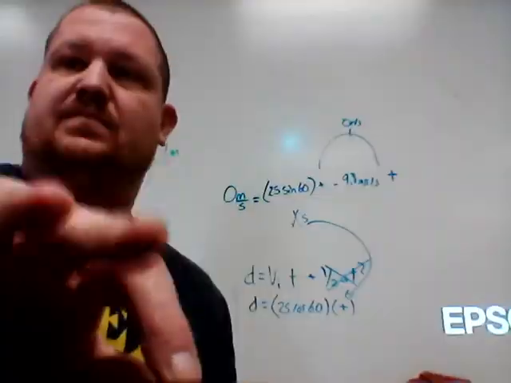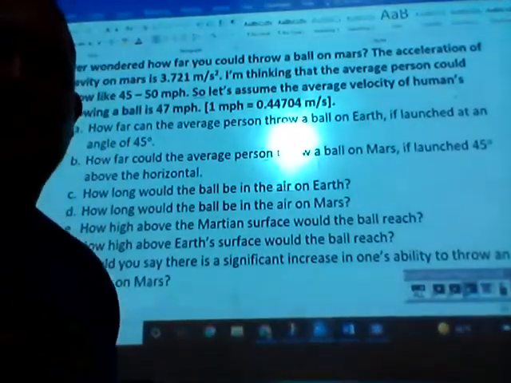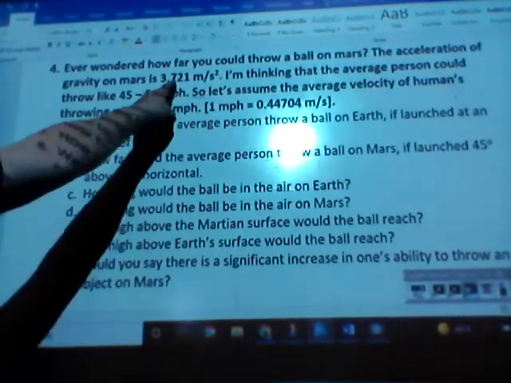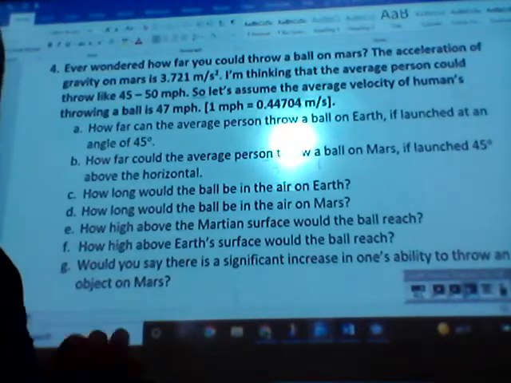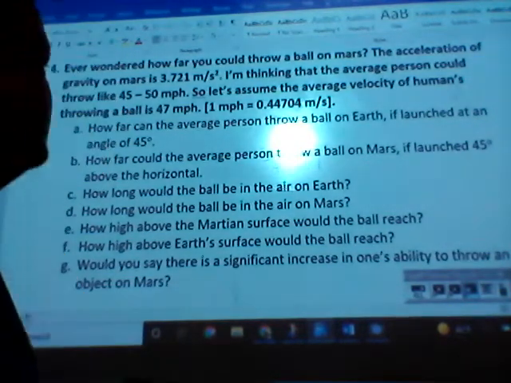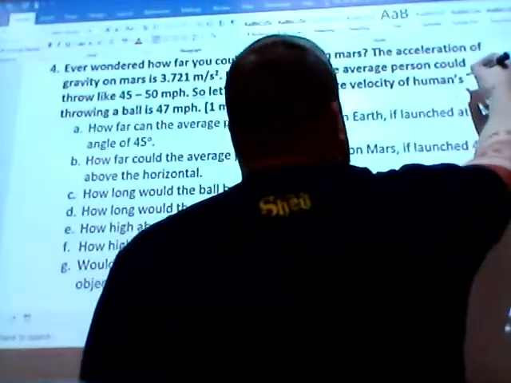All right, so this one is the last one, number 4. Ever wonder how far you could throw a ball on Mars? The acceleration of gravity on Mars is 3.721 meters per second squared. So now we have a new acceleration that we might deal with. So I'm going to make note of that.